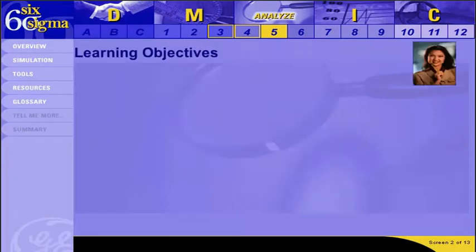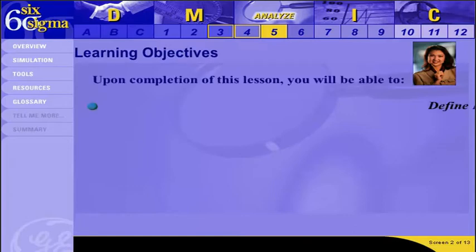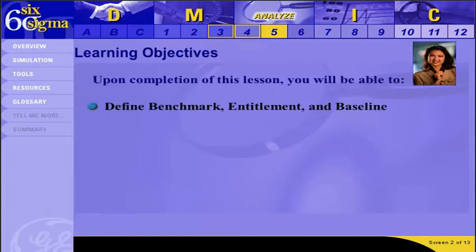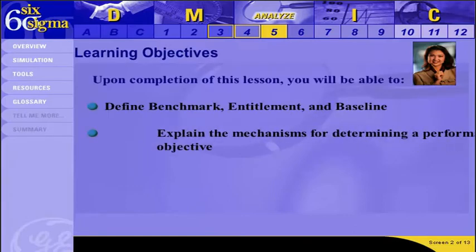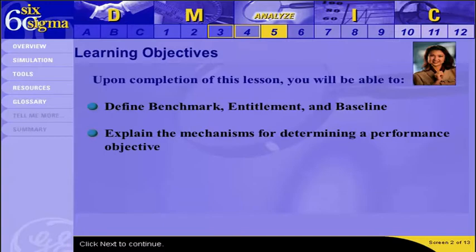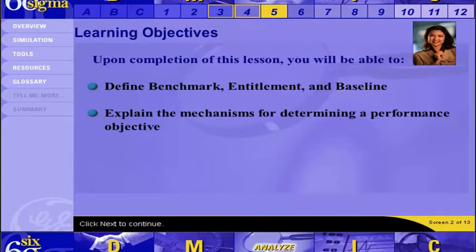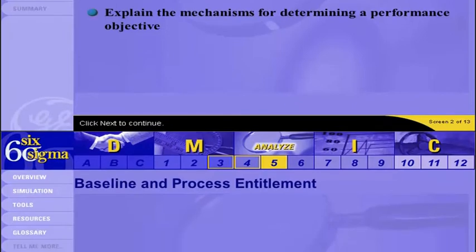Remember that in Step 4 we determined our current process performance, as well as a number of other factors. Here, in Step 5, we'll use some of the results calculated in Step 4 to determine what the end results of this Six Sigma project will be. After you have finished with this section, you will be able to define benchmark, entitlement, and baseline, and explain how you determine a performance objective. So when you're ready, click Next and we'll move on.